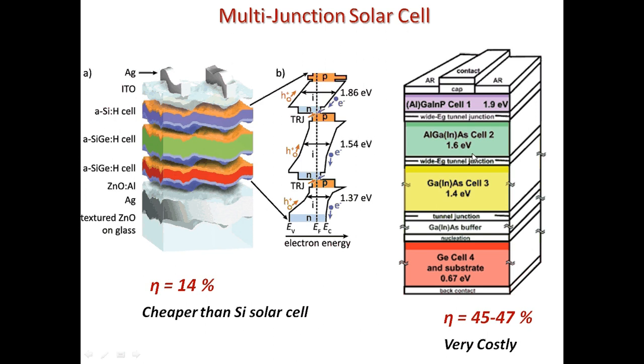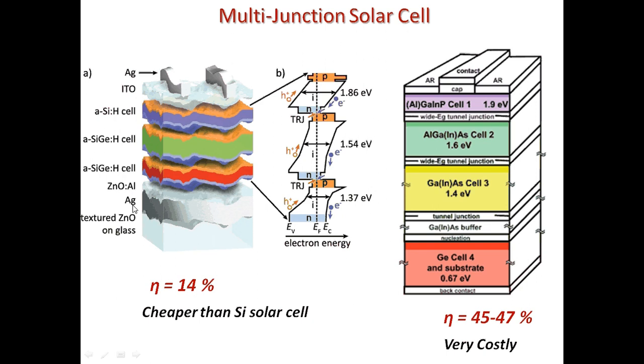So the light will be absorbed in different parts of these semiconductors, and the voltage developed will be the addition of all these layers, while the current developed is limited by these layers. When you multiply these two things, you will be able to produce a large amount of power, which will give an efficiency of about 47%.